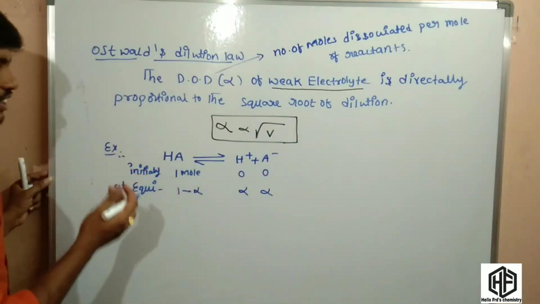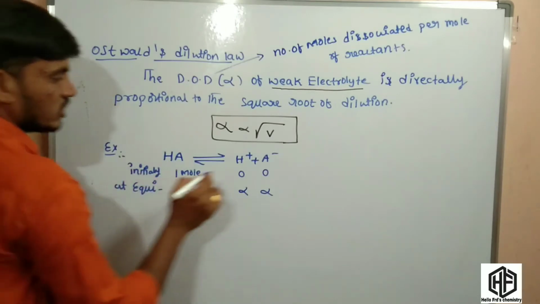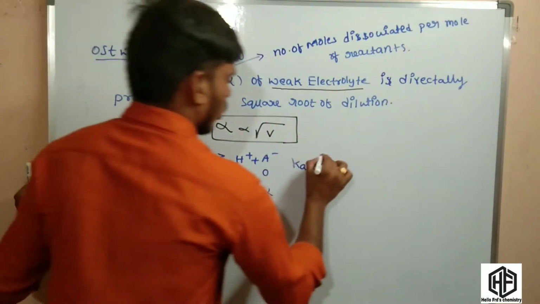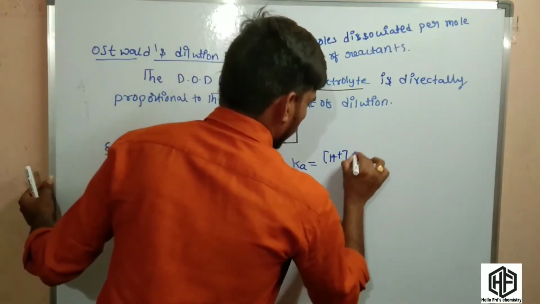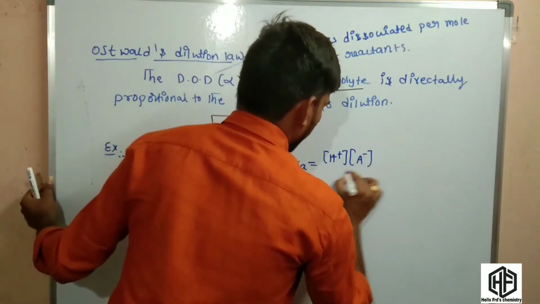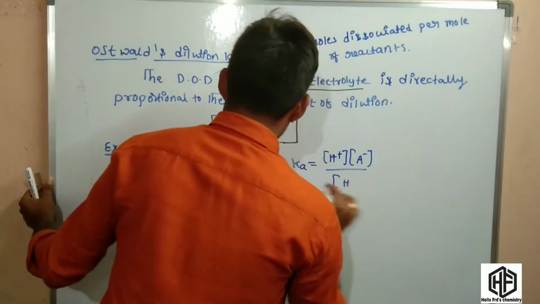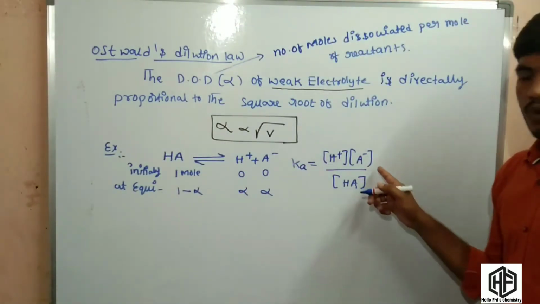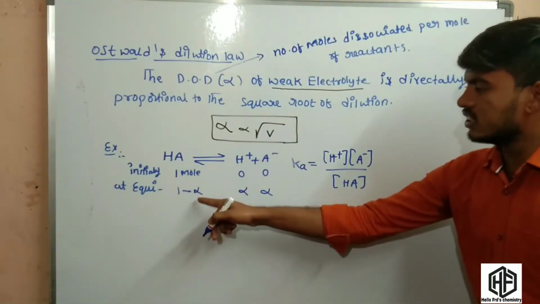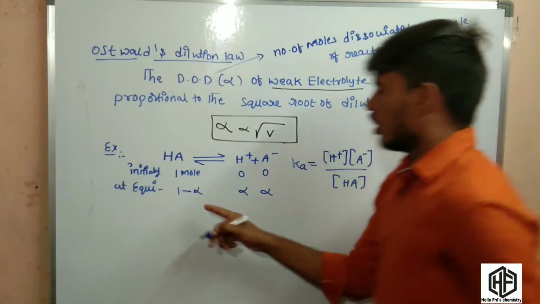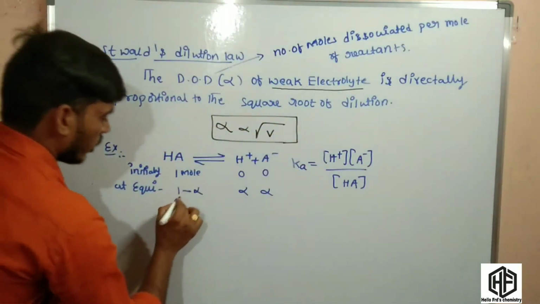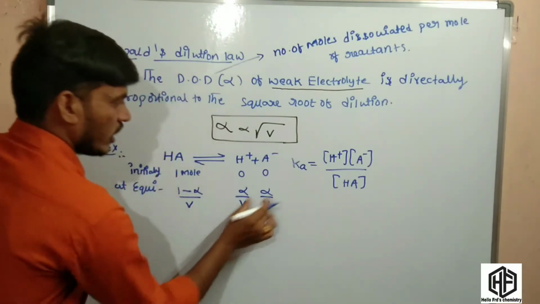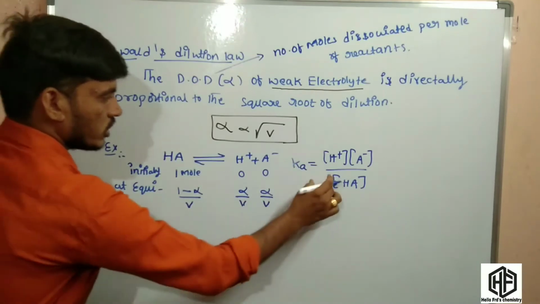Now in this reaction, what is the ionization constant? This is a weak acid, so we represent it as Ka. Ka is equal to the concentration of products by the concentration of reactants. These are numbers of moles, so you have to divide by the volume V. Moles per volume is called concentration. Now we substitute these values in this equation.